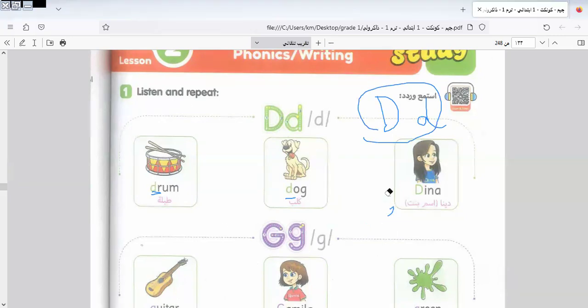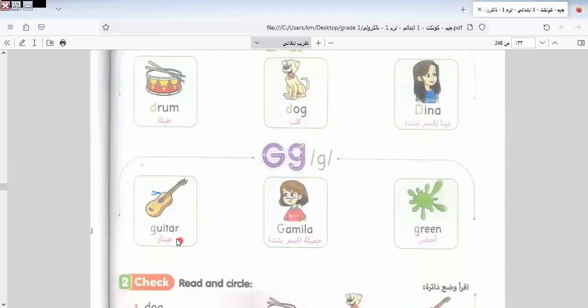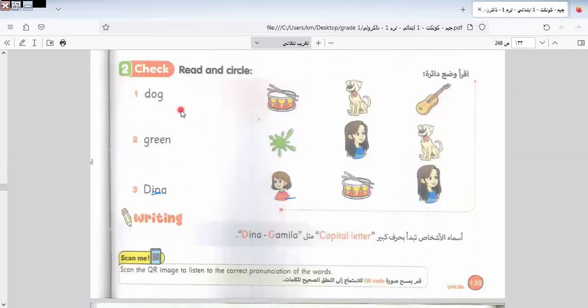Let's go to the letter G to know the words related to this letter. It will be guitar, Jamila, green. Guitar, Jamila, and green. Let's answer the exercise related to this part.